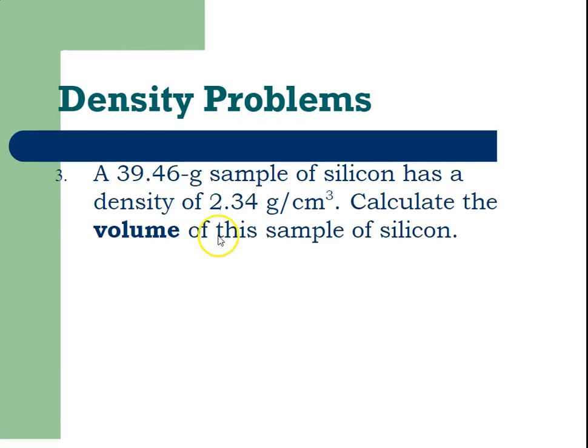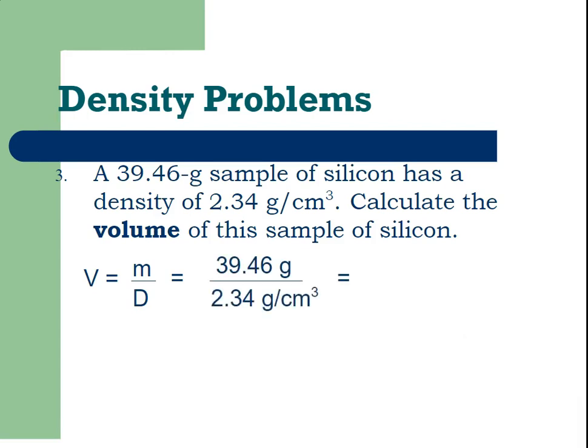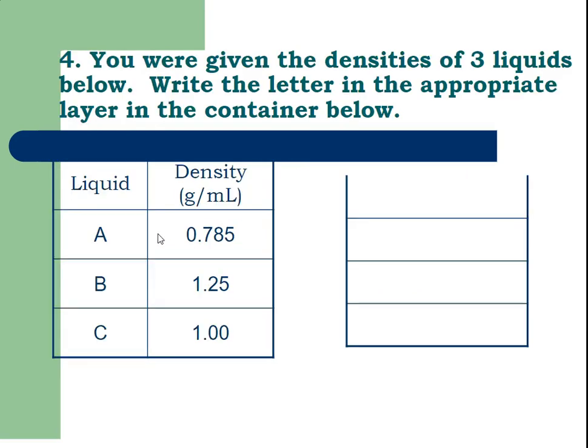All right, now this one is asking you for volume. A 39.46 gram sample, so I would put M above that for mass, has a density of 2.34 grams per cubic centimeter. So I would put D above that for density. Calculate the volume of the sample of silicon. If I take that density as mass over volume equation and rearrange it for volume, I would end up getting mass divided by density. 39.46 grams divided by 2.34 grams per cubic centimeter. So now the grams would cancel out. The centimeters, which are in the denominator of a denominator, end up being the units, 16.9 cubic centimeters, which makes sense because that's a unit for volume, and that's what we're looking for.